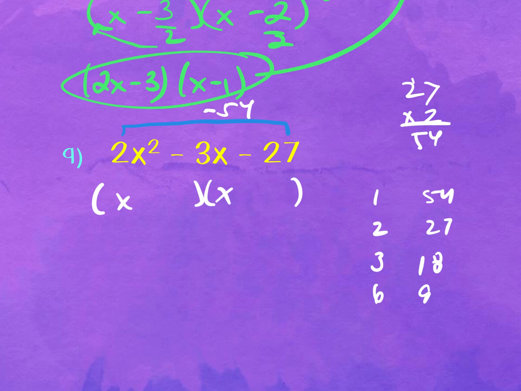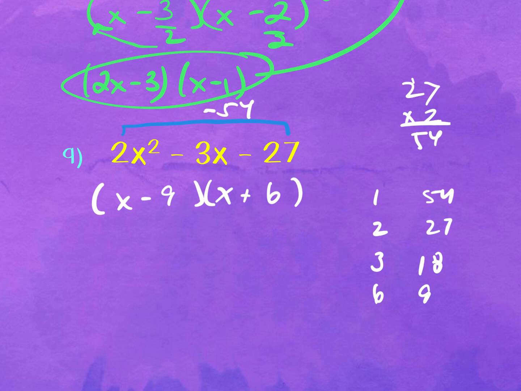Guys, of those pairs, what's going to multiply to give me a negative 54, but add to give me a negative 3? 6 and 9, right? That's the only way you could get 3 somehow. So I'm going to have a minus 9 and a positive 6. Why is it minus 9? Because we want negative 3. Okay, good. Now I have one more thing I have to do.